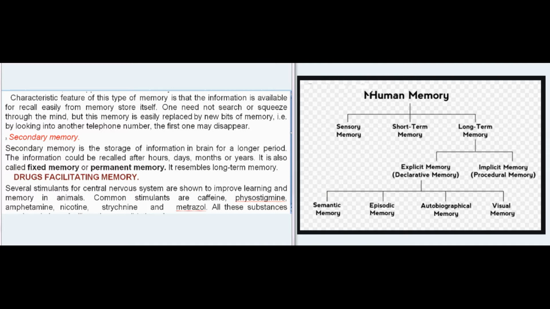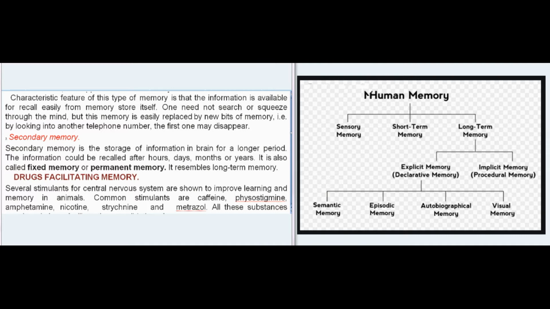Secondary memory. Secondary memory is the storage of information in brain for a longer period. The information could be recalled after hours, days, months, or years. It is also called fixed memory or permanent memory. It resembles long-term memory.